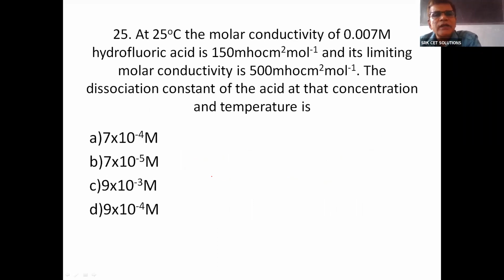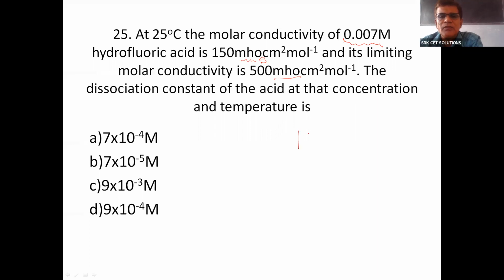At 25 degrees C, the molar conductivity of 0.07 molar hydrofluoric acid is 150 mho square centimeter per mole, and its limiting molar conductivity is again that mho square centimeter per mole. Find the dissociation constant of the acid at that concentration and temperature.